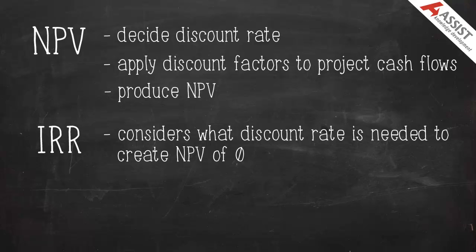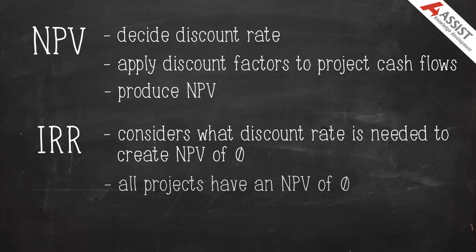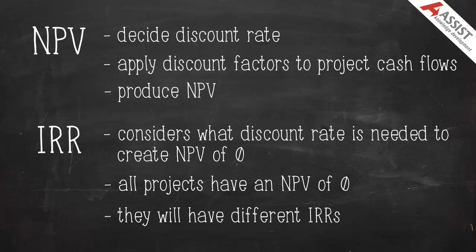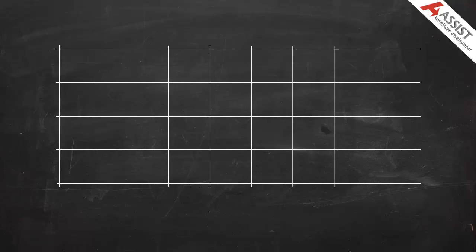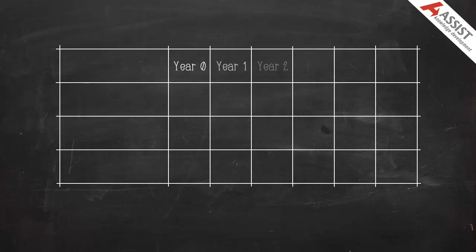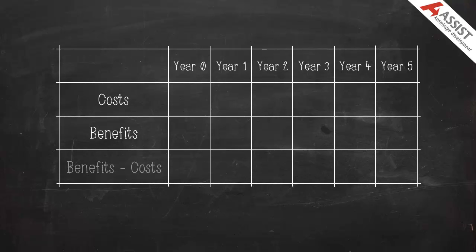So all competing projects or investments have an NPV of 0. However, they will all have different IRRs, representing the discount rate that was required to produce that value of 0. Consider the following cash flows of an investment. Here you can see year 0, 1, 2, 3, 4 and 5 with the costs, the benefits, and then the benefits minus costs.